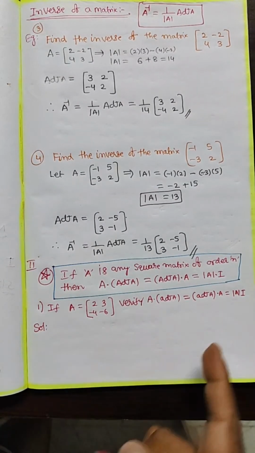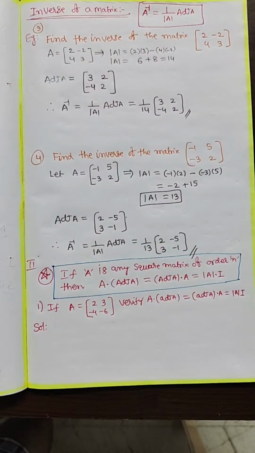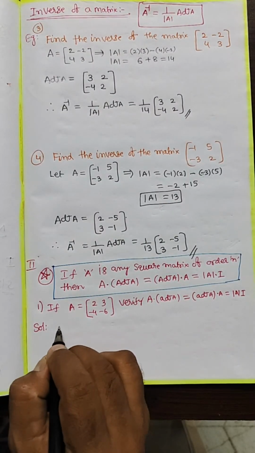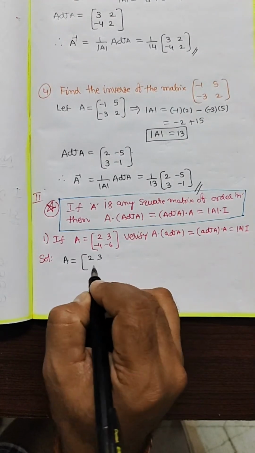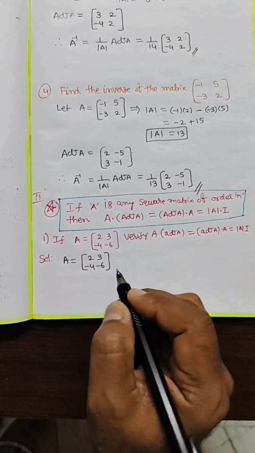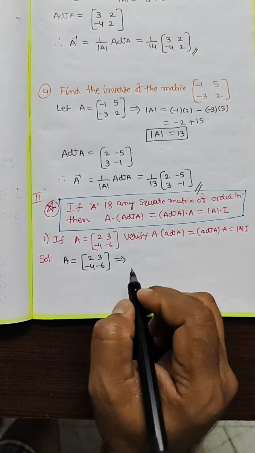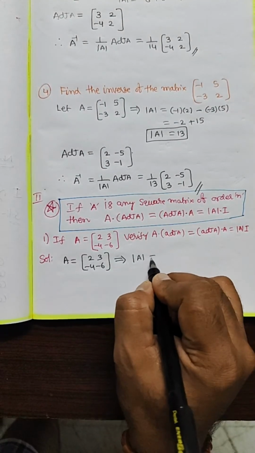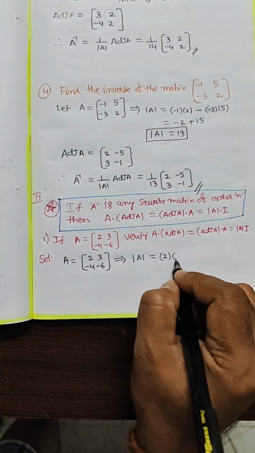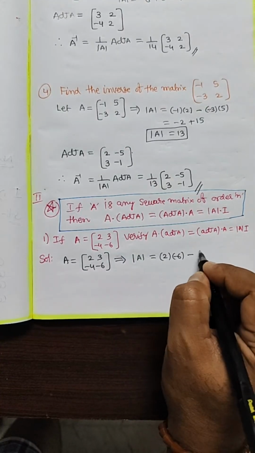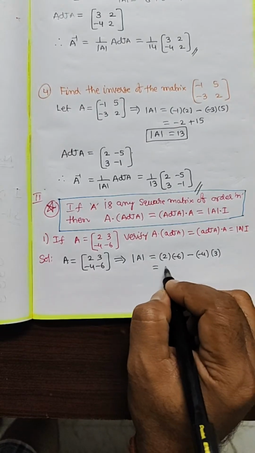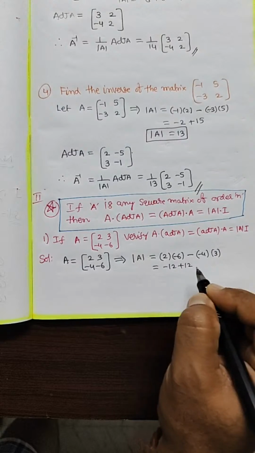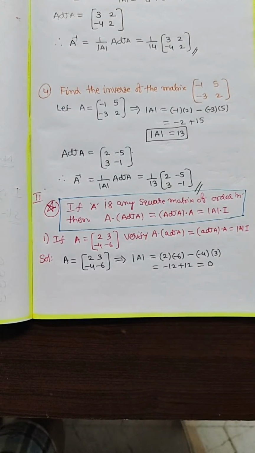First, to prove this result, we need to calculate the determinant of this matrix. What is the determinant of matrix A equal to the given 2, 3, minus 4, minus 6? That implies det A equal to 2 into minus 6 minus 4 into 3, which is equal to minus 12 plus 12, 0.